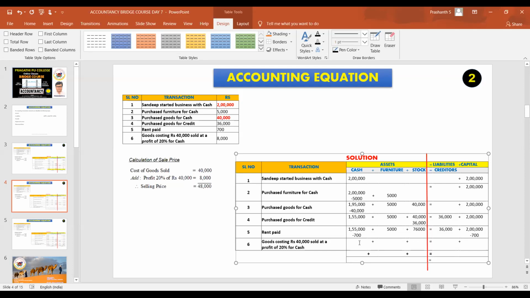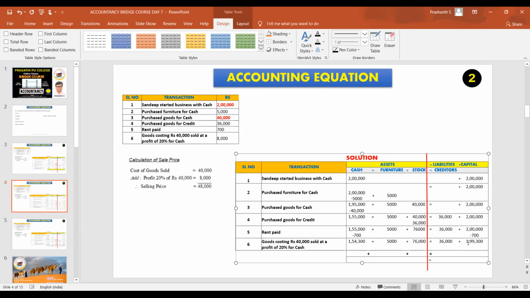So 1,55,000 minus 700. What is the answer now? 1,54,300. Excellent. I think only she is answering. Others are keeping quiet. You don't have the calculator? You should have the calculator for accounts, or any other subject. So it becomes 1,54,300. You should bring that down, 5,000, and 76,000. You should bring it down. And 36,000, bring it down. And 2 lakh minus 700, how much? 1,99,300. Very excellent.